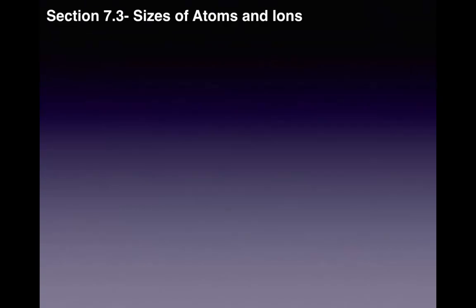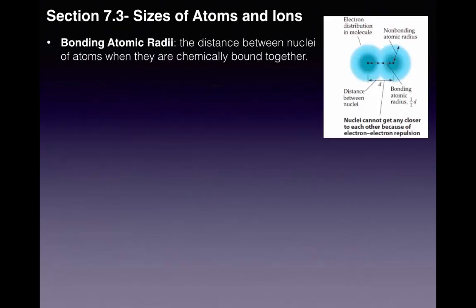The first characteristic that I'm going to talk about is the size of atoms and ions. Now, there are two different definitions I have to specify quickly, and that is the difference between bonding atomic radii and non-bonding atomic radii. Bonding atomic radii is the distance between nuclei of atoms when they are chemically bound together. And so if you look at this diagram right now, these two atoms are bound chemically together, and to find their radii, all you have to do is measure the distance between their nuclei and divide by 2.